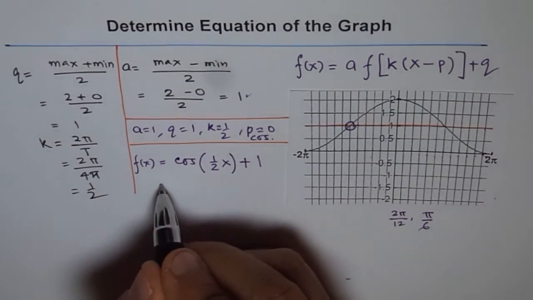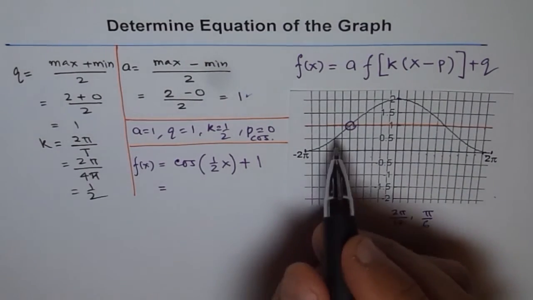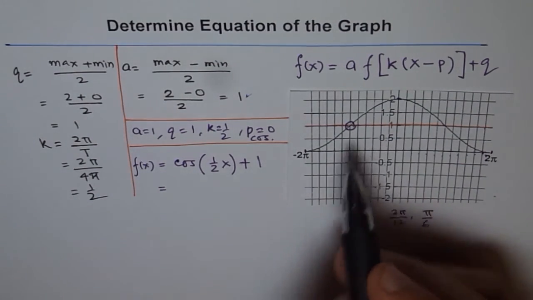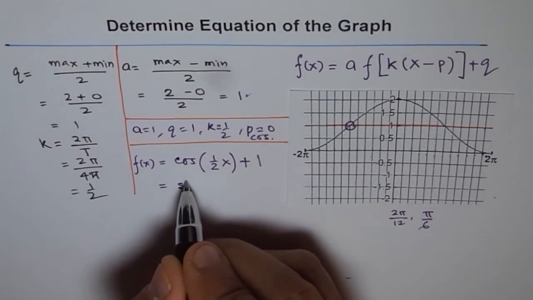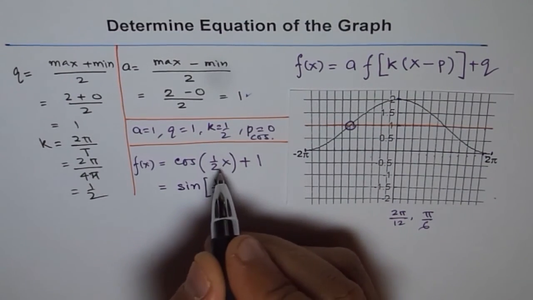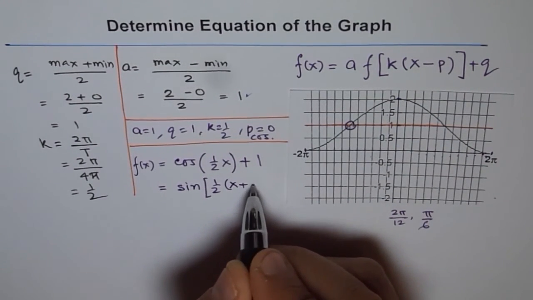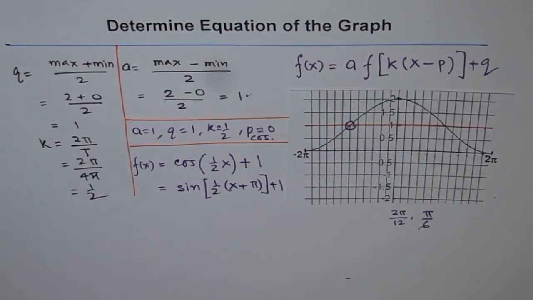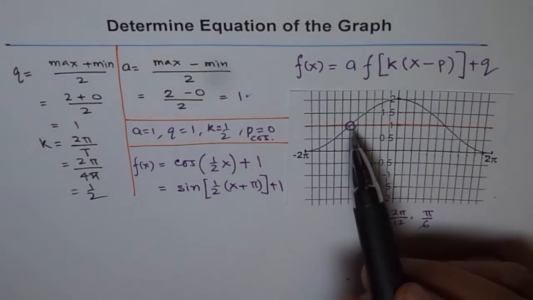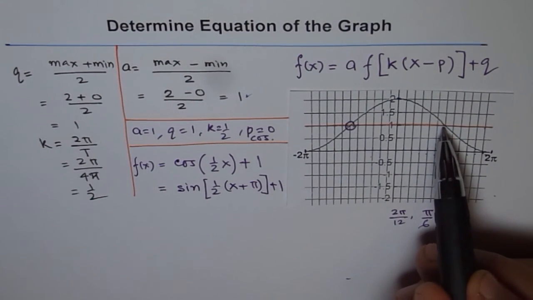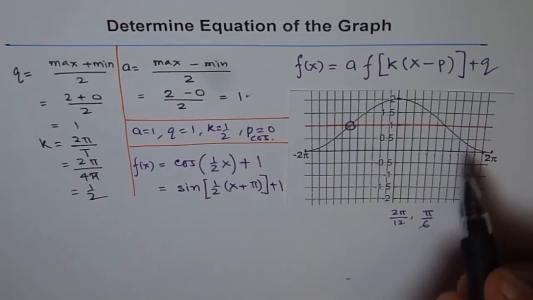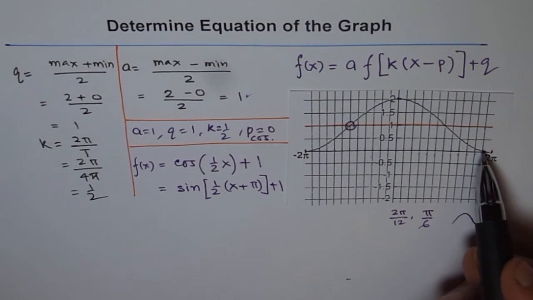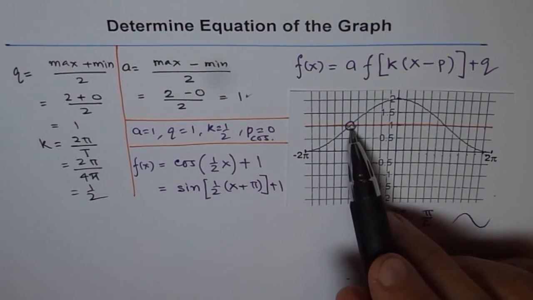Now you can write this function as a sine function also. In the sine function, a phase shift is there because the wave starts π units before, right? So we say it is sine of half, which is the k value, times (x + π), plus 1. So this way you can write this as a sine function. Remember, sometimes students take this point, but this is not the right starting point for a sine function. A sine function starts like this, it has to be rising. And here it is falling down. So that is not the point. This is the right point.